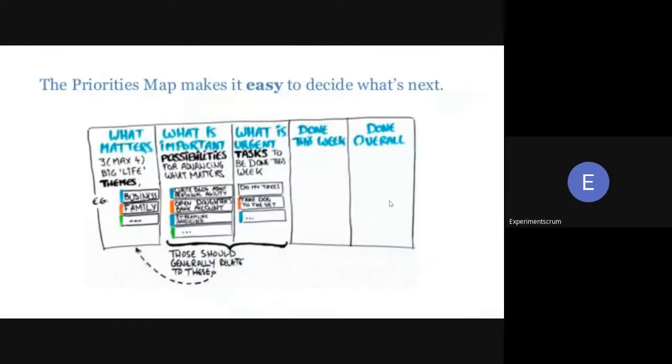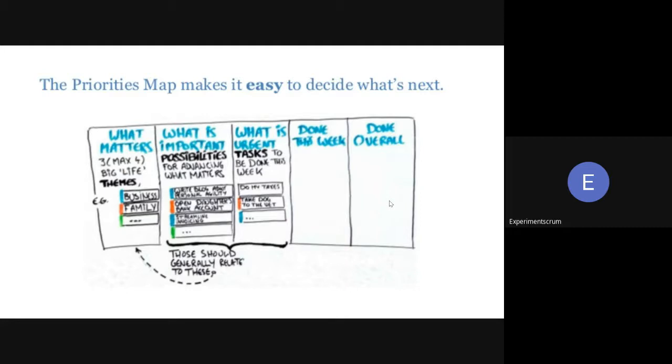Not a problem. Okay. So this is the priorities map which I talked about, right? So what matters? Take three big things: family, business, studies, right? Then sports, my health. All those can matter to you. So what are the possibilities? What is important? What are the possibilities of doing this week?